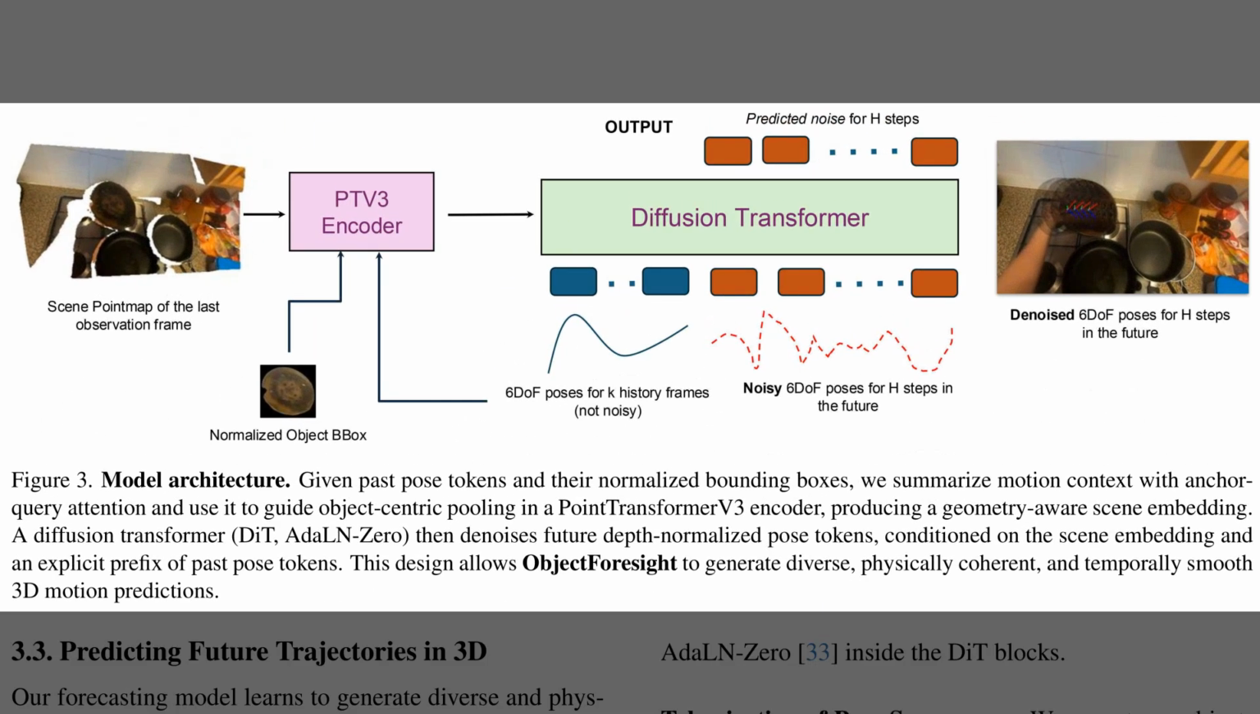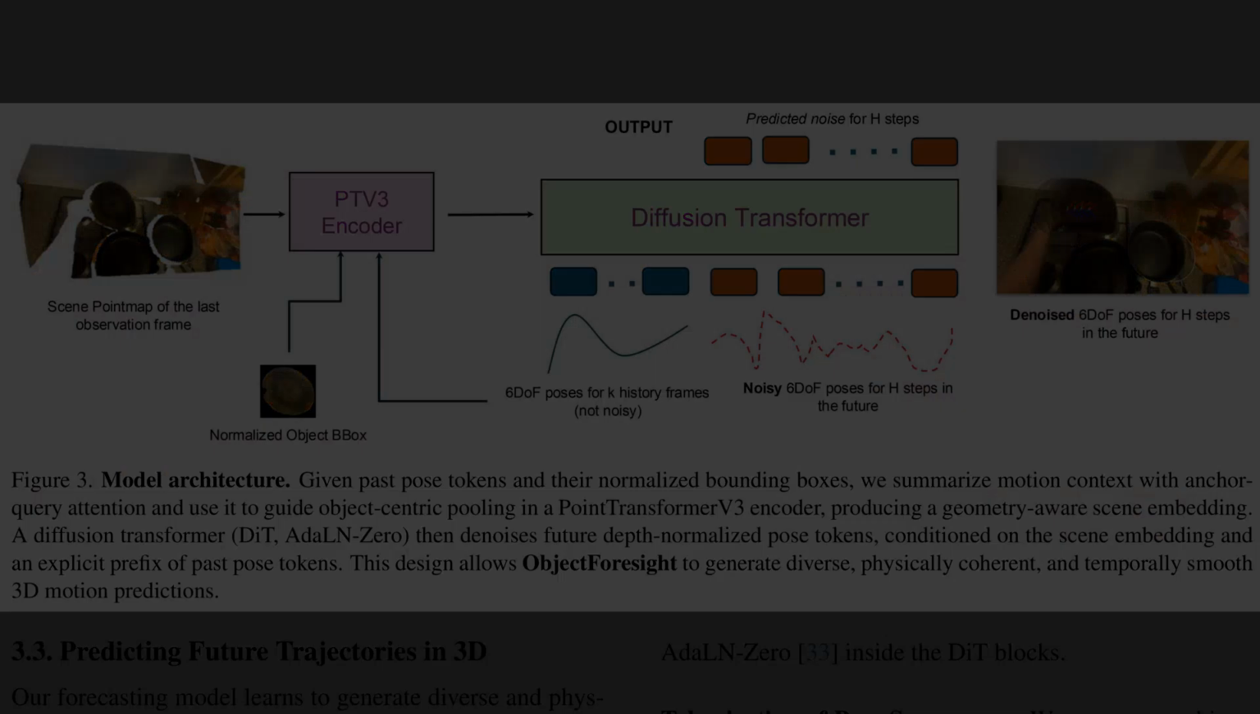So, having curated the data, Figure 3 presents the core model architecture. On the left, the system takes a scene point map from the last observation and a normalized object bounding box, feeding them into a point transformer V3 encoder. This component creates a geometry-aware embedding, which moves to the center, where a diffusion transformer processes it alongside a history of clean past poses and noisy future tokens. Ultimately, the model predicts the noise to generate the smooth, denoised 6DOF poses shown on the right.